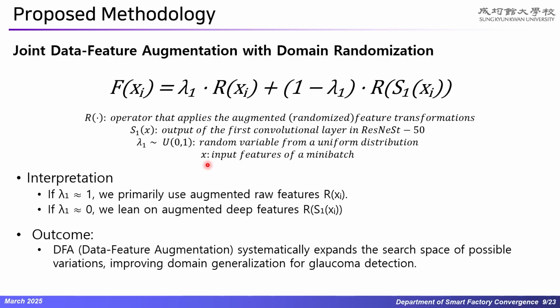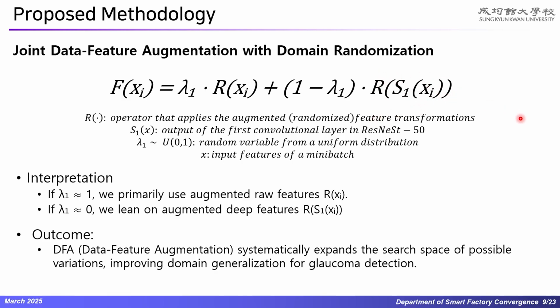image. So we can compute the output feature that takes in the raw input image Xi through a linear combination of the augmented original input and the augmented feature from the first convolutional layer. When lambda is closer to 1, so this part here, the output is dominated by R of Xi, meaning we rely more on augmentations applied to the original data. When lambda is closer to 0, which is this part here, the output is mainly the augmented feature maps after the first convolutional layer, which is the shallow feature here.